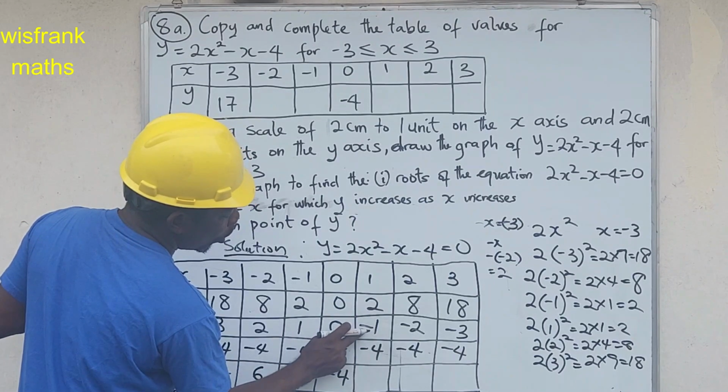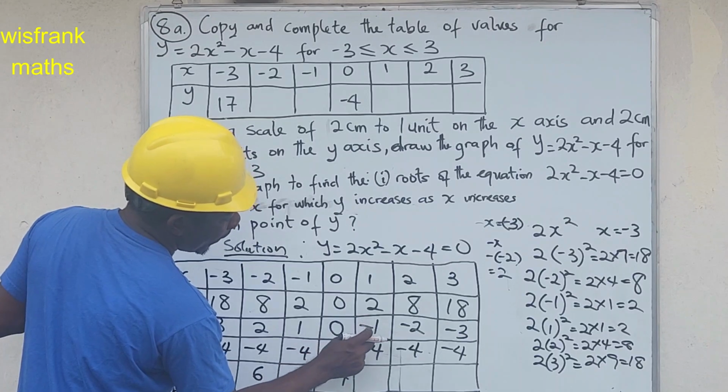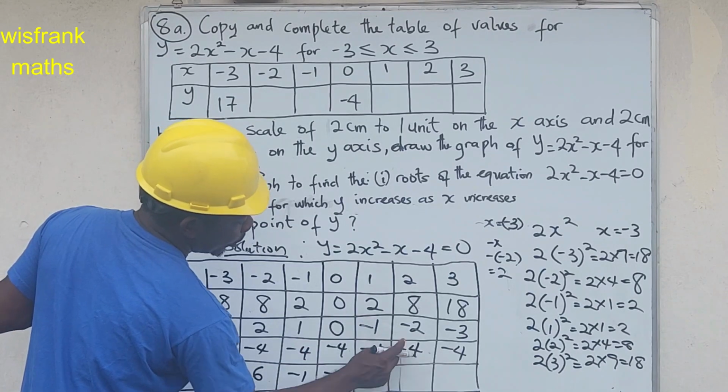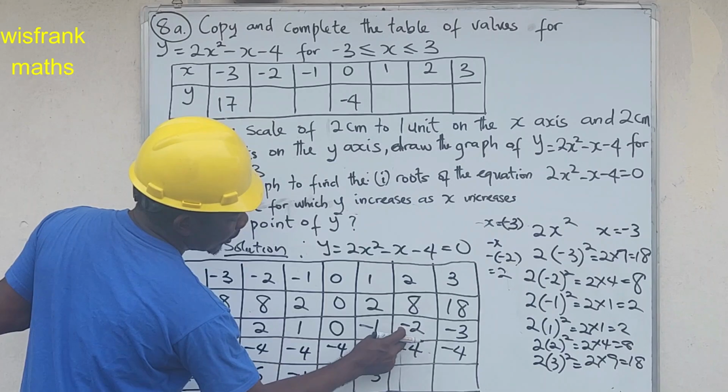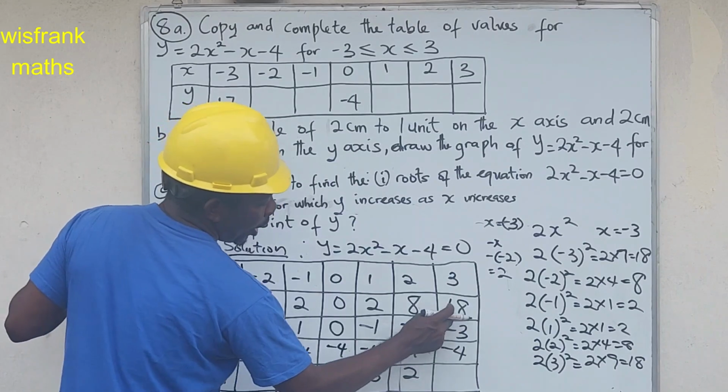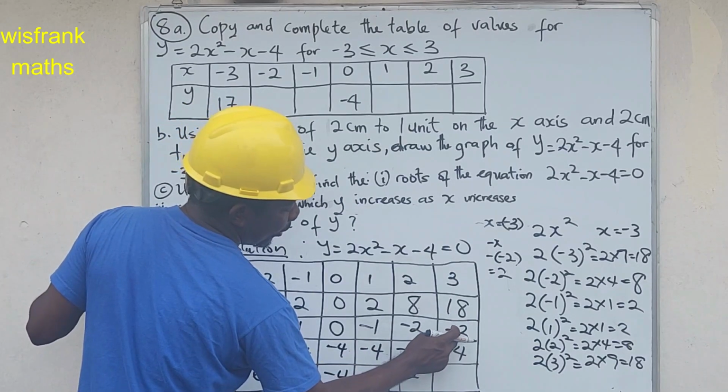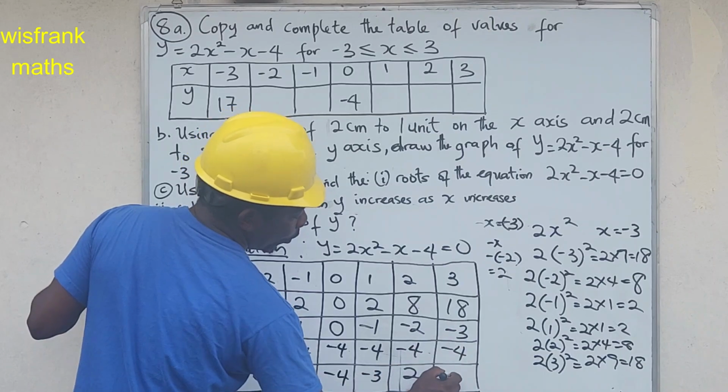So 2 minus 1 is 1. 1 minus 4 is −3. So we have 8 minus 2, 6. 6 minus 4, we have 2. Here we have 18 minus 3, 15. 15 minus 4, we have 11.